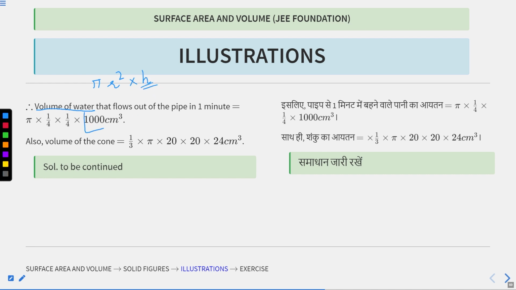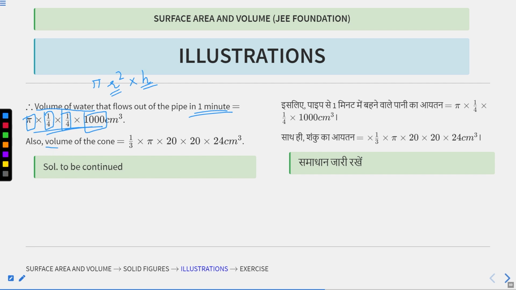H is my 1000, r is my 1 by 4, so r square is 1 by 4 times 1 by 4, and pi is already there. This is my volume of water that flows out of the pipe in just 1 minute.